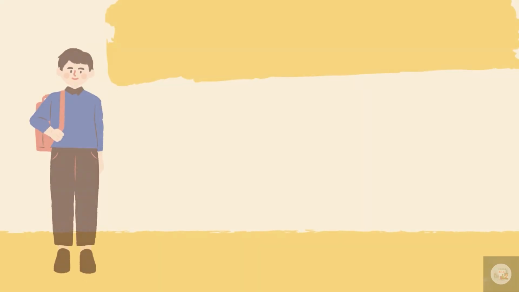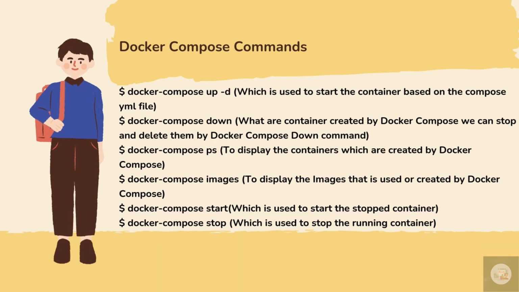Docker Compose allows you to manage multi-container applications. Use docker compose up to start services defined in a Compose file and docker compose down to stop them. You can view running services with docker compose ps, check logs with docker compose logs, and verify the Compose file's syntax with docker compose config.